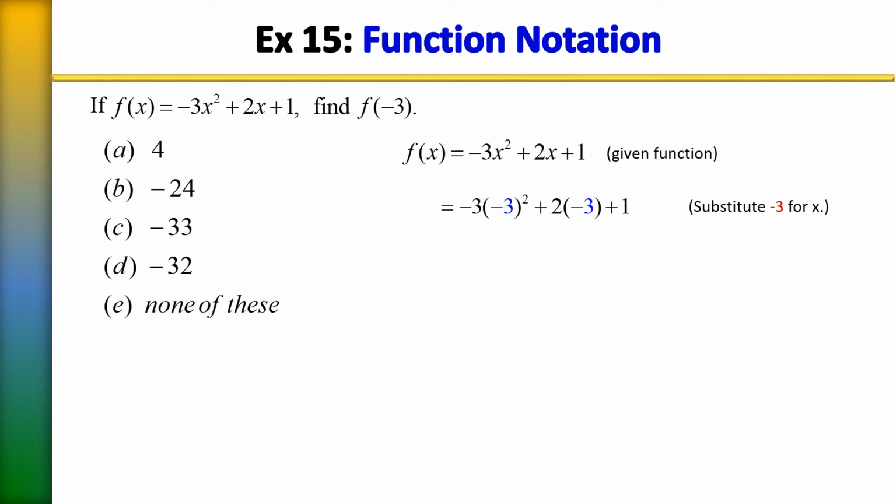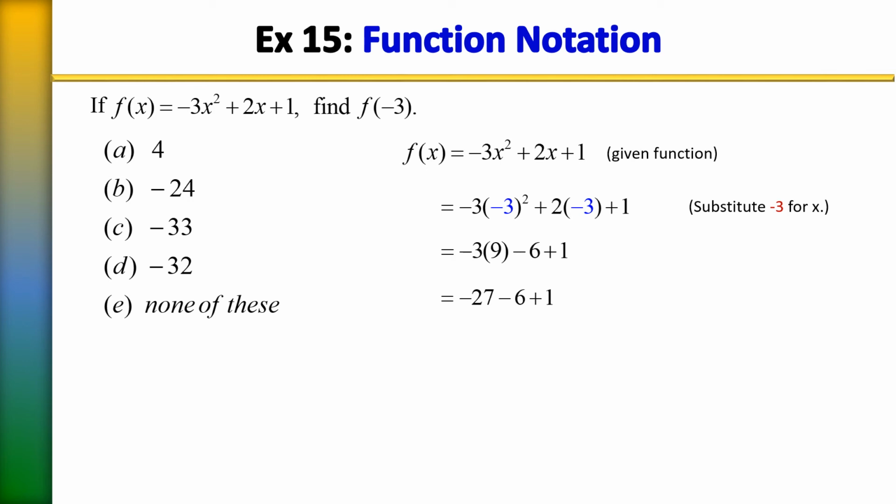So that means that we would have to do the exponents first, which is -3 squared. -3 times -3 is +9. In the back here, we can also go ahead and multiply a +2 times -3, which is -6. Next, using order of operations, we're going to multiply -3 times +9, which is going to give me -27.